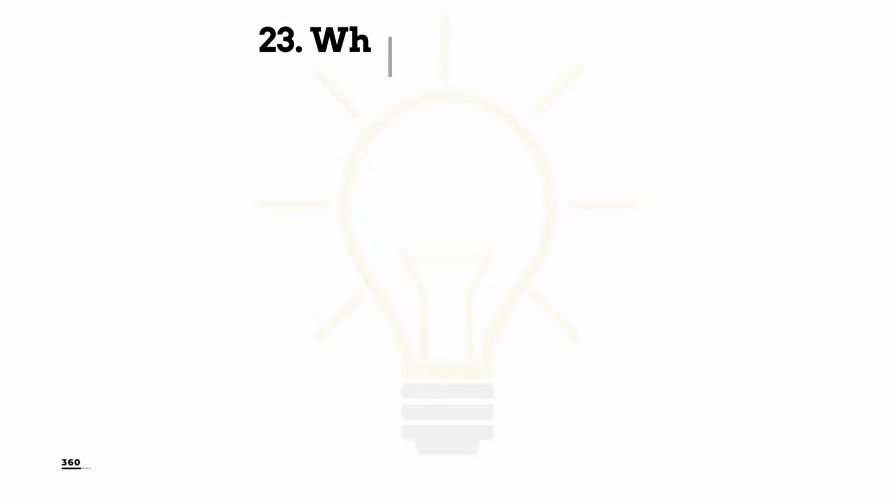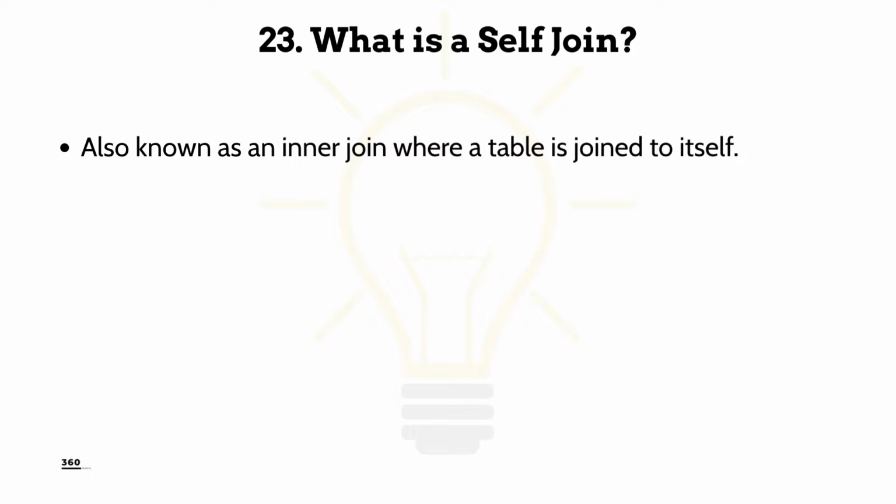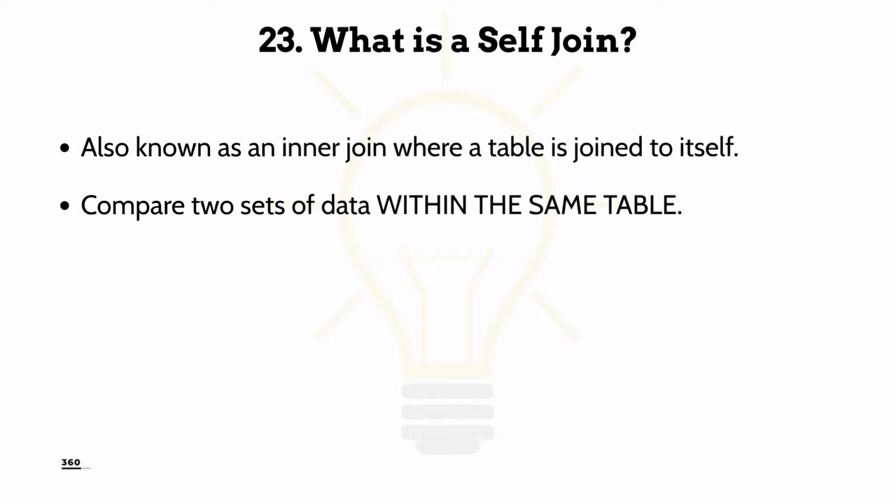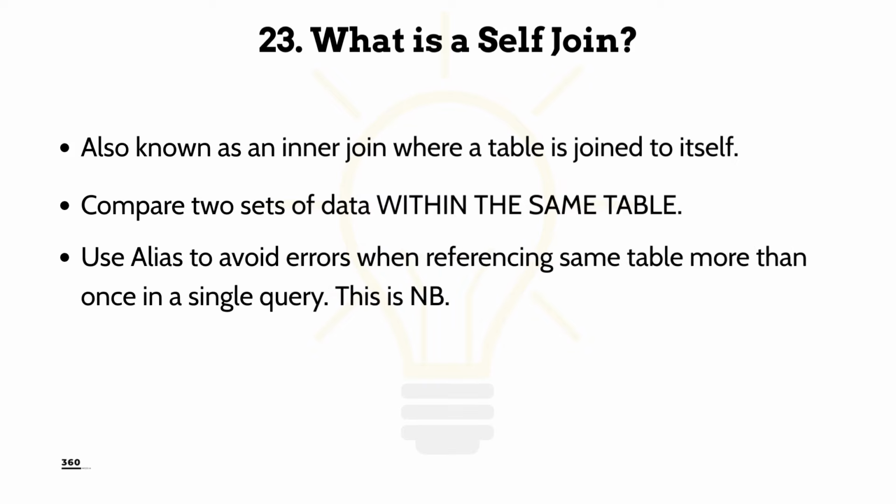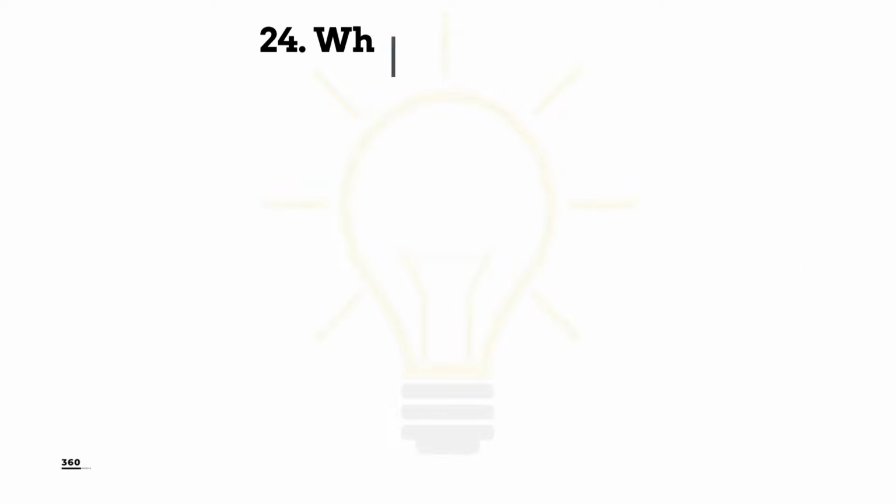Question 23. Self-joins. This join is also an inner join where the queried table is joined to itself. The self-join statement is used when two sets of data within the same table are compared. This brings us to the completion of the possible questions related to joins. Depending on when you watch this video, in-depth videos with practical examples for each type of join should be up. Make use of those to see how this is applied in real life.